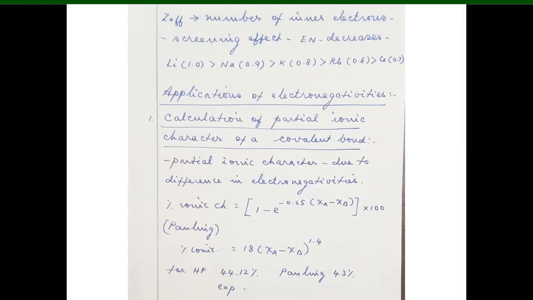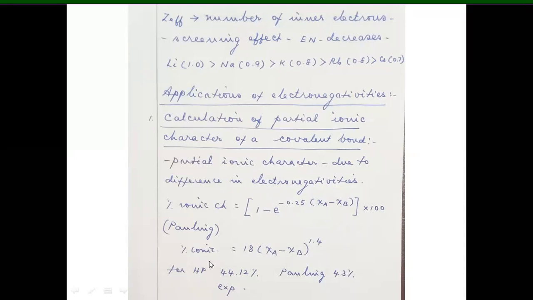So the partial ionic character is caused by the difference in electronegativities, which can be calculated by the empirical formula proposed by Pauling, which is 1 minus e power minus 0.25 (chi A minus chi B) squared, into 100, where chi A and chi B are the electronegativities of the atoms A and B in the molecule. The same formula was further simplified by Pauling, and it was given as the percentage of ionic character is equal to 18 into (chi A minus chi B) to the power 1.4.